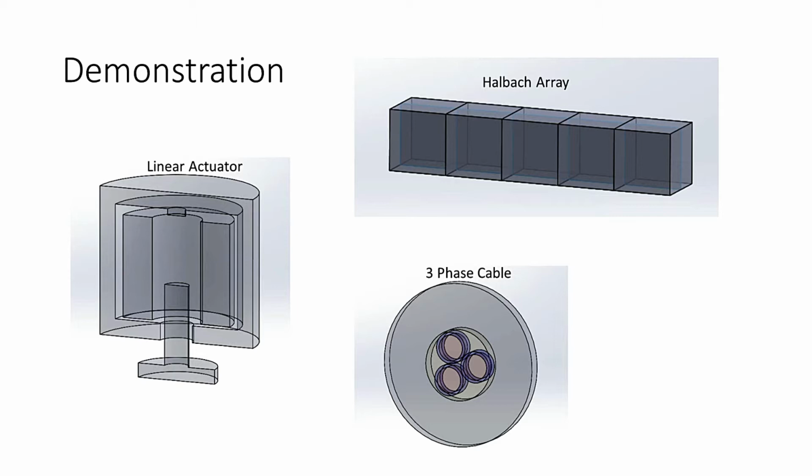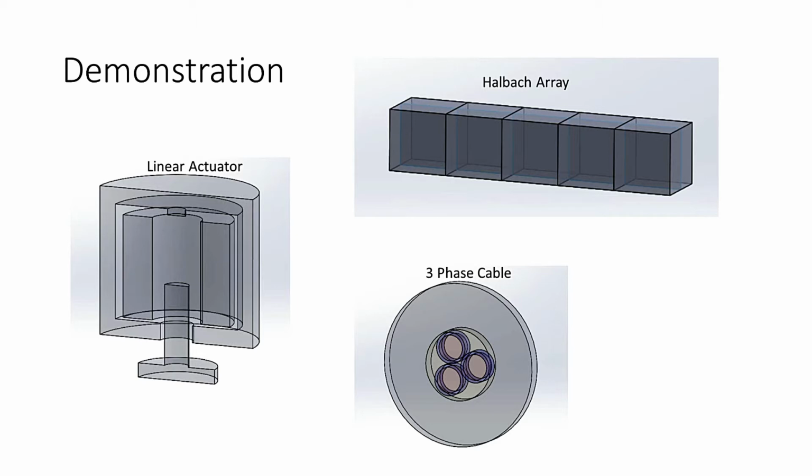Next, we'll be looking at a live demonstration of the EMWorks 2D product. In this session, I will be showing you a demonstration of a linear actuator, something similar to what we discussed in the previous slide. I'll also be showing you a demonstration of a Halbach array, which is actually the first one we'll be starting with. And finally, we will show you a demonstration of a 3-phase cable.